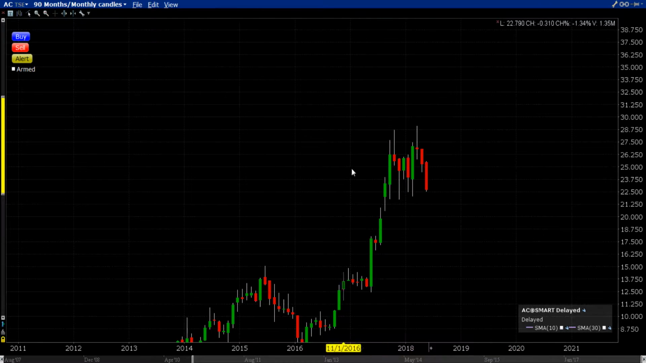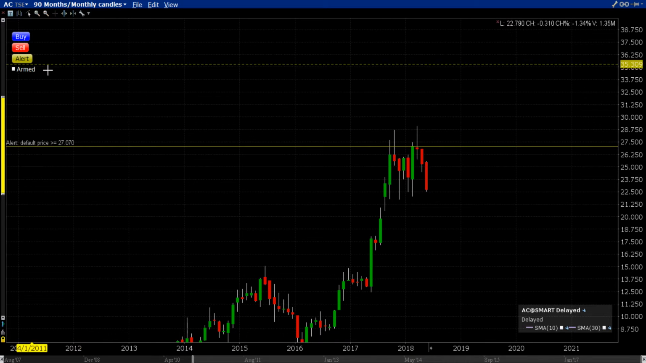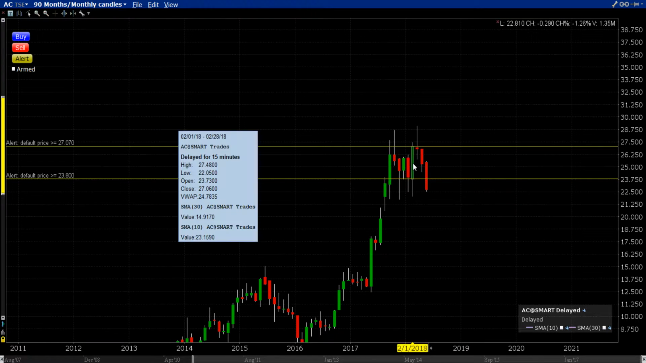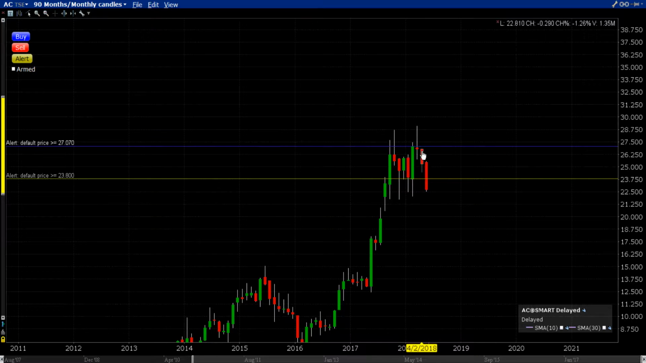So this is my focus. Monthly candles. 1, 2, 3, 4, 5, 6, 7, 8, 9 months. Monthly defined resistance. Monthly defined support. And that's probably why I had my alert, because the price action went below 23.80 or 23.75. Right here, yeah, 23.75, just about. 27 is the resistance and 23.80 support.